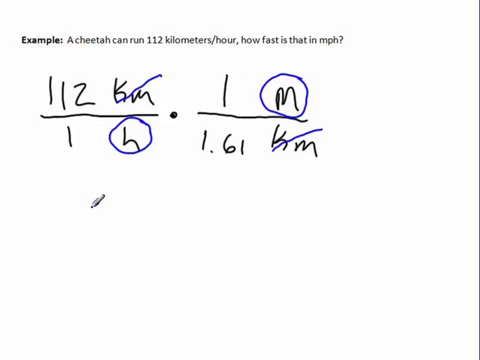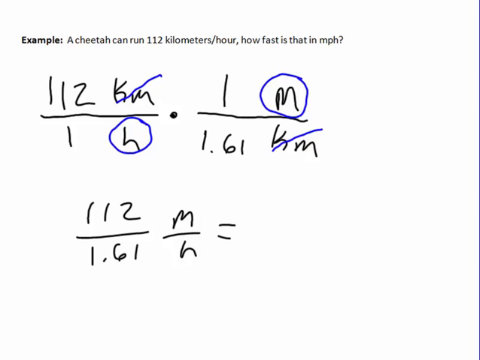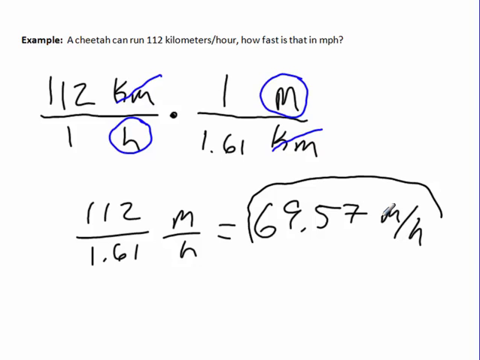Multiplying across the top, 112 times 1 is 112. 1 times 1.61 is 1.61. And this gives me miles per hour. But I need to simplify that, and that I can do in my calculator. So 112 divided by 1.61 is 69.56, and that's going to round up to 69.57. So that is 69.57 miles per hour. And now that is how fast a cheetah runs.